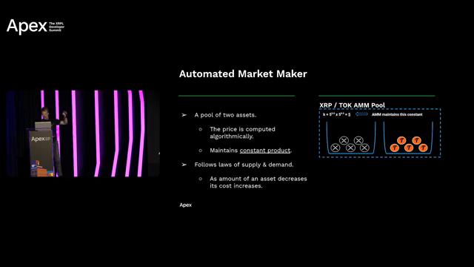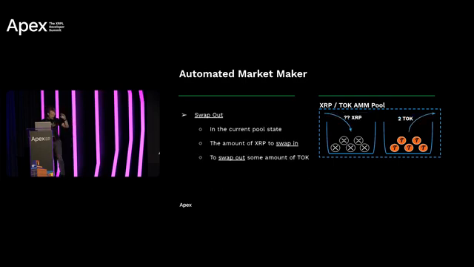but the one that decreases becomes more expensive. Conveniently, we have some mathematical formulas that allow us to compute how much money I have to put into the pool to remove some amount from the pool. I call this swap out, and all it does is say, given the current AMM state, if I want to take 2 tokens out of the pool, how much XRP I have to put in? The limitation, however, is that it operates on the current state.